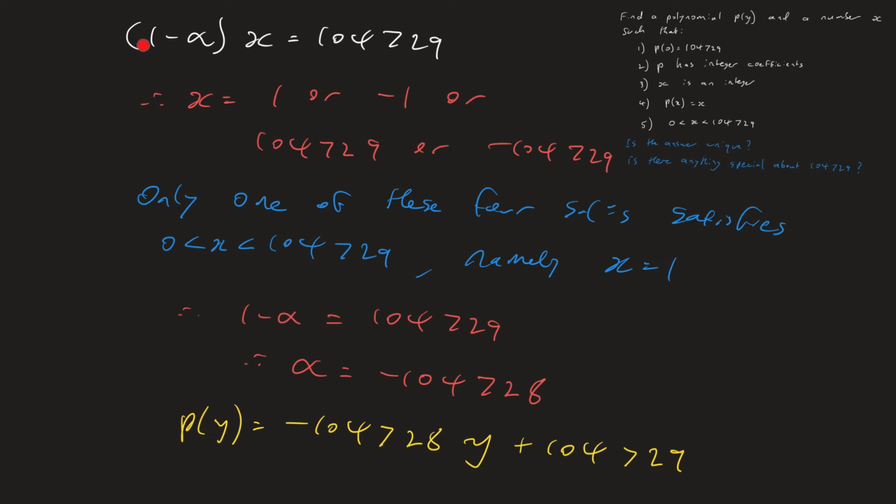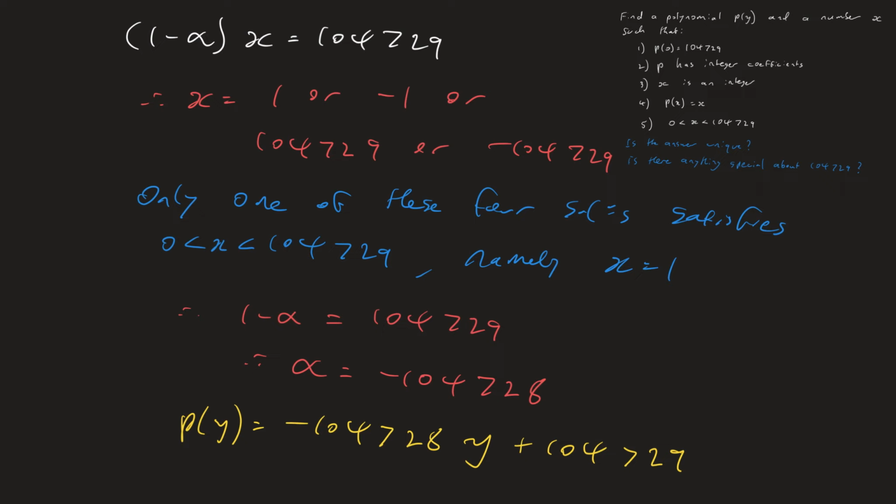To summarize, if I have got this equation here and I'm told that this first term is an integer and the second term is an integer, then there are 4 possible solutions in x. X might be 1 or -1 or 104,729 or -104,729, corresponding to the fact that 104,729 is a prime number, so it has only got 2 factors if we ignore the sign, 1 and itself.